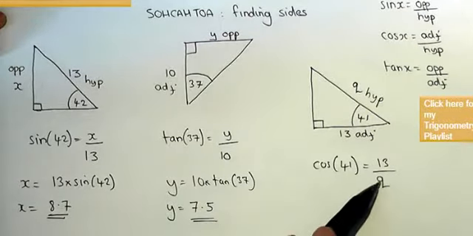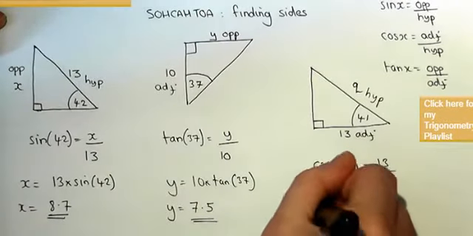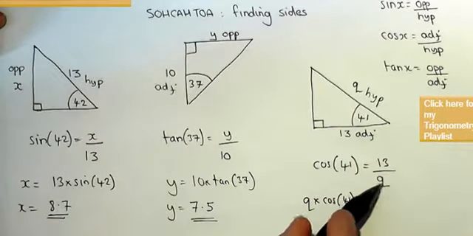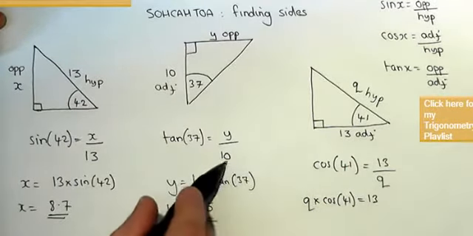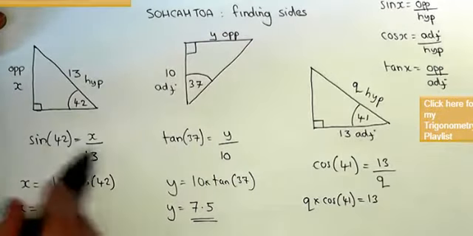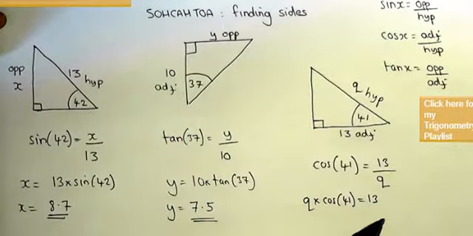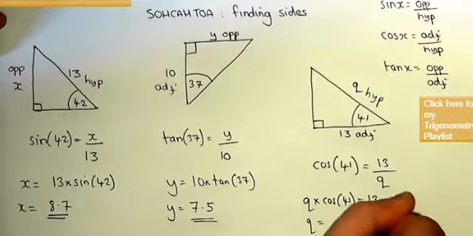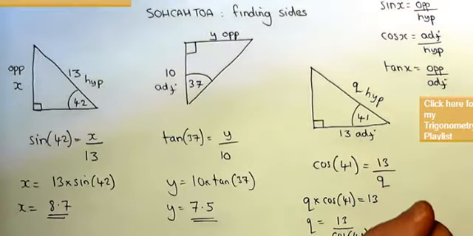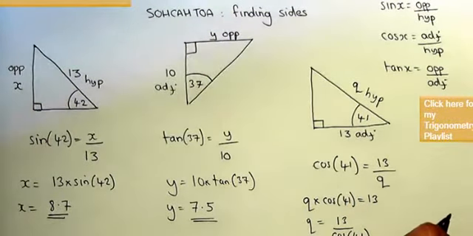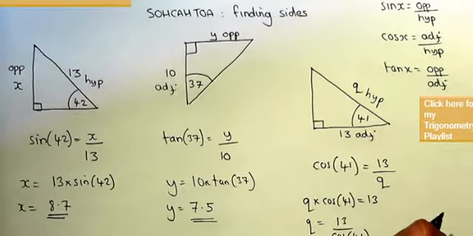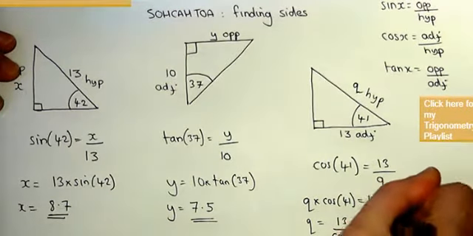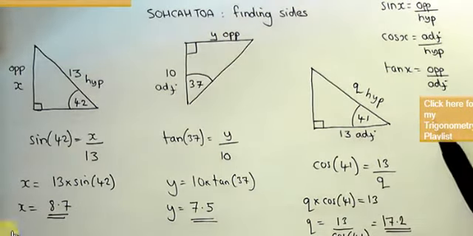I first of all times up by q. So q, lots of cos 41, is equal to 13. I've times by q, like I times by 10 and 13 here. So to find q, I now divide by cos of 41. So q is 13 divided by cos of 41. So I input that into my calculator. So 13 divided by cos of 41, and I get 17.2. So q has a length of 17.2.